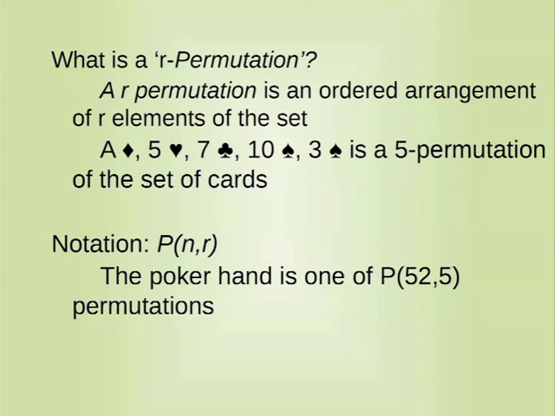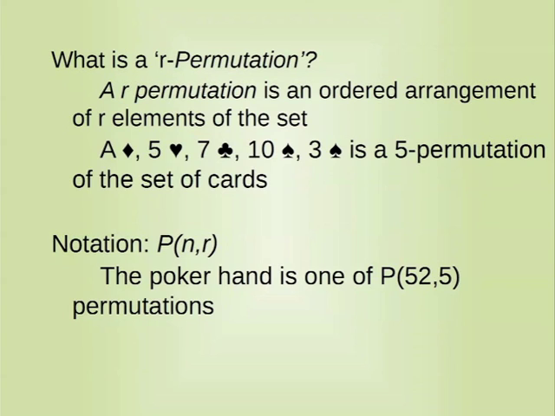So an r-permutation is an ordered arrangement of r elements of the set. It's basically a way to count the number of arrangements you can form out of r elements. So consider the ace of spades, 5 of hearts, 7 of clubs, 10 of spades, and 3 of spades. This is a 5-permutation of the set of 52 cards, or one way you can arrange 5 of the 52 playing cards. So the notation we use for this is P(n, r).